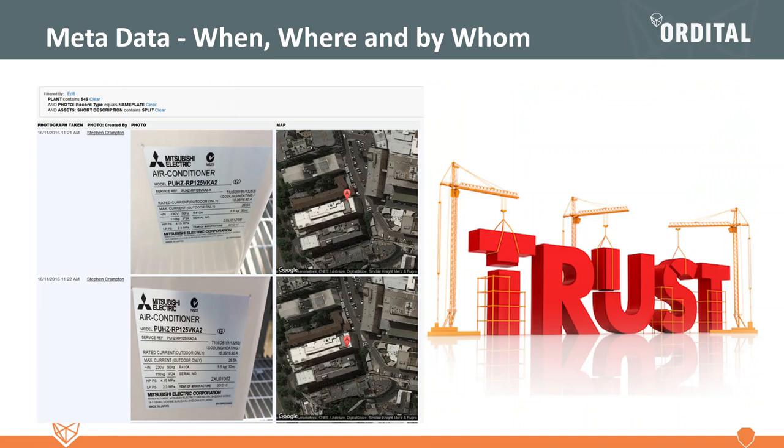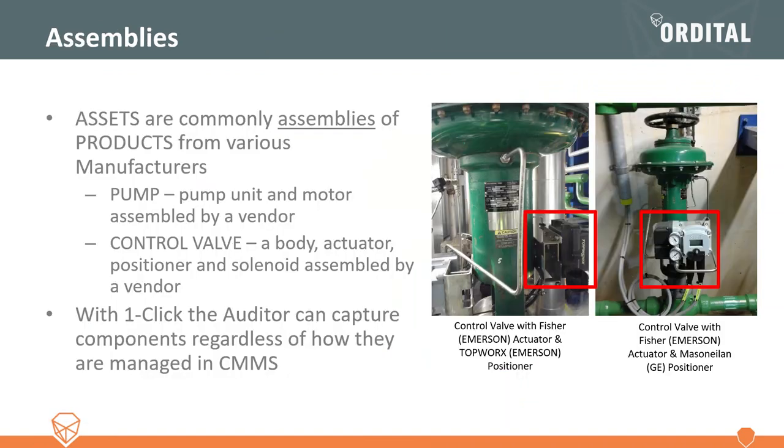So another thing that we're capturing here is metadata. If I look at an asset management system, it might just have make, model, serial number, but when was it seen like that? So what we're capturing here is where was it, who captured it, what time was it captured, to build up trust. But also, a lot of assets are actually assemblies. So what we do is allow you to capture those assemblies.